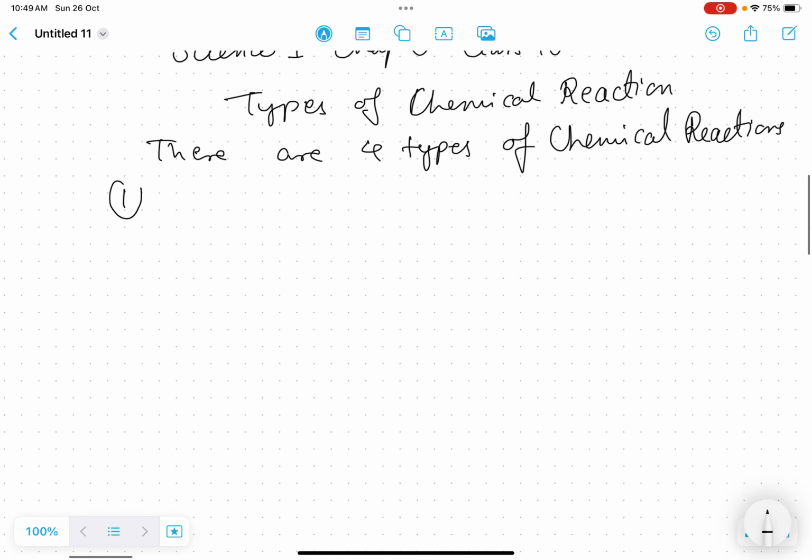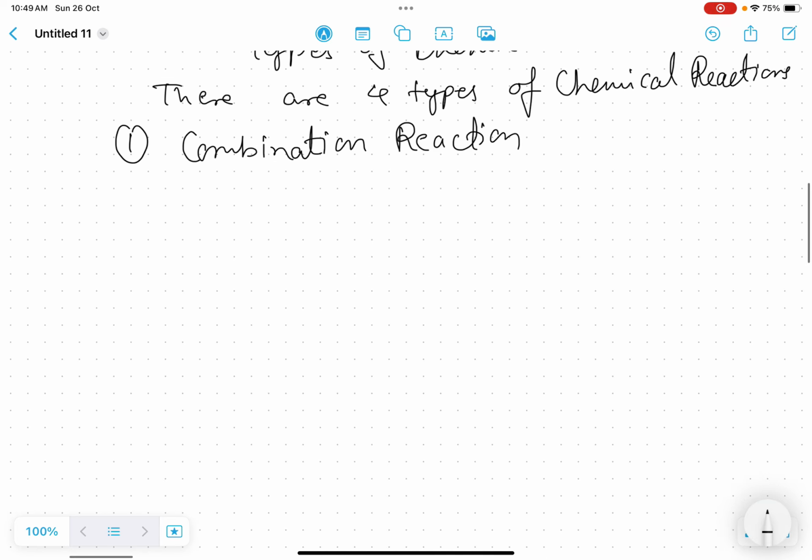So, first is a combination reaction. We are going to look at them one by one. So first, combination reaction. What is a combination reaction? Simply, we can define it: when two or more reactants combine in a reaction to form a single product, it is called a combination reaction.